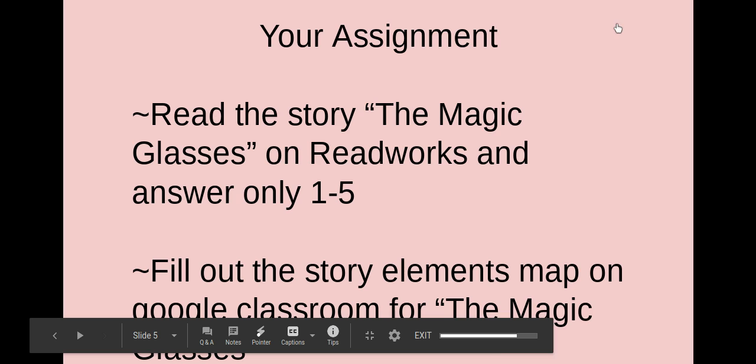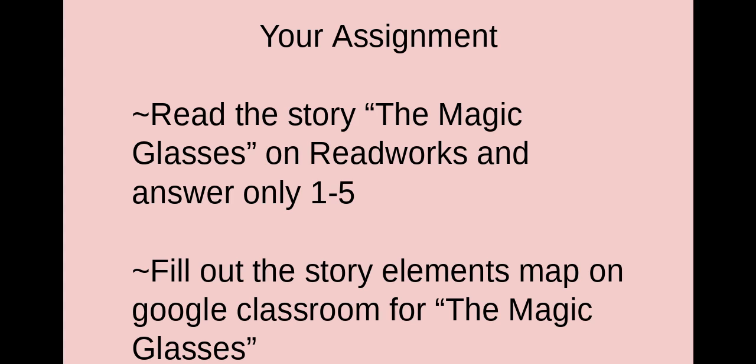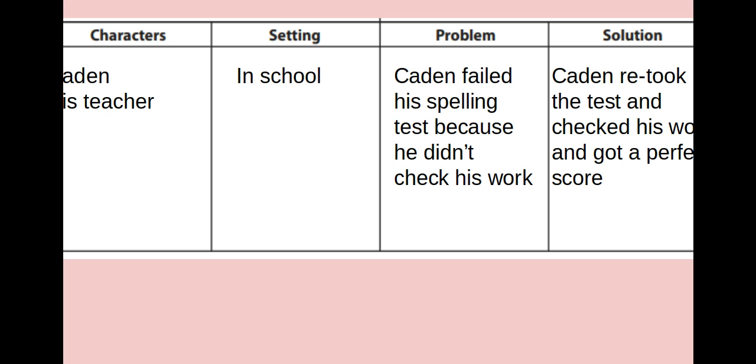Your independent work today is to read the story The Magic Glasses on ReadWorks and answer only questions 1 to 5. Okay, so that's the next story in your packet. Everyone has their packets. You'll read The Magic Glasses slowly and carefully and then answer 5 questions. When you're done with that, you will go on Google Classroom to submit the story elements map, and it'll look just like this one. So you're going to find the characters in the magic glasses, the setting of the magic glasses, the problem of the magic glasses, and the solution.